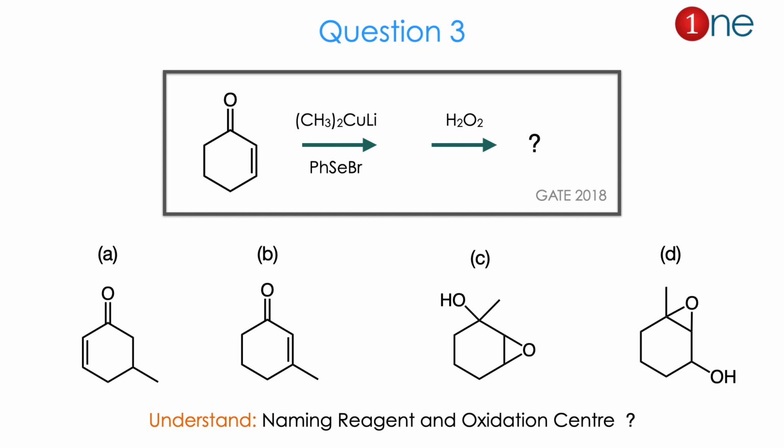Then question number 3. The starting material is cyclohexenone. It has a ketone and an alkene in the same system. You are using an organometallic methyl reagent, methyl copper lithium, and phenylsilane bromide. You are using hydrogen peroxide. They ask you to find the product. The products are mostly where the double bond is switched and a methyl group is attached there. Our next possibility is formation of an epoxide. They are asking about the possibility of epoxidation as well as the position of methyl group attack. So from the reagents you might guess a name reaction, and whether a new ring is formed or not is the real question. The answer is B.